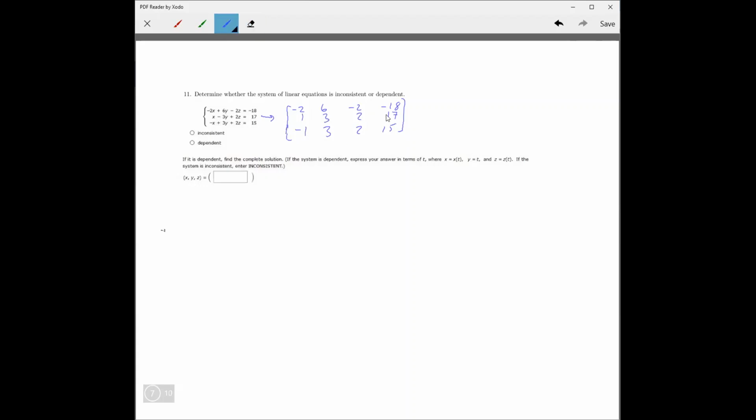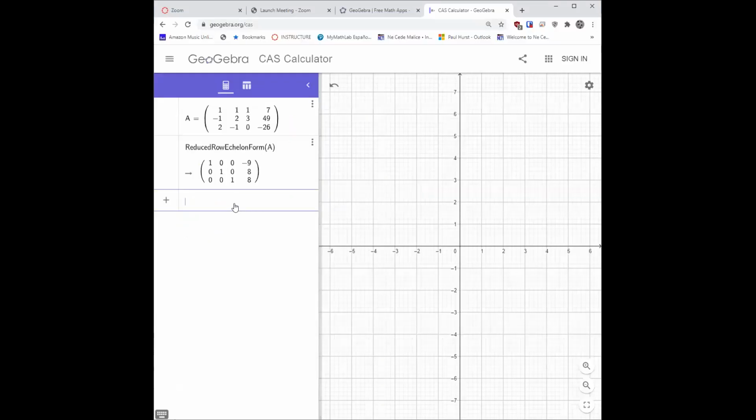Okay. Then we're going to use GeoGebra again. I'll go over and put that in there. And since I already have A, I'm going to make this one B, and curly, and then put the matrix in.